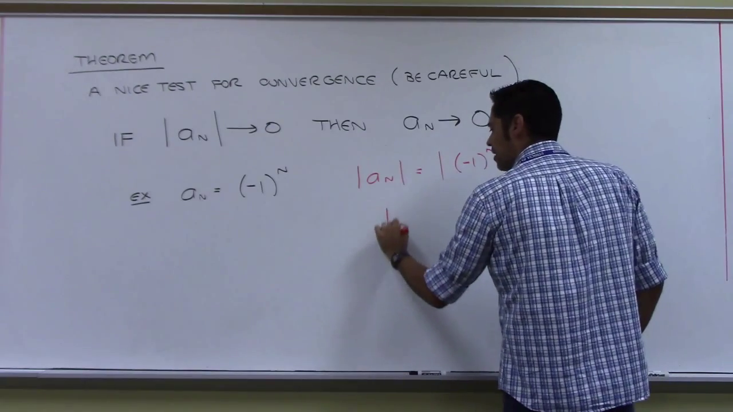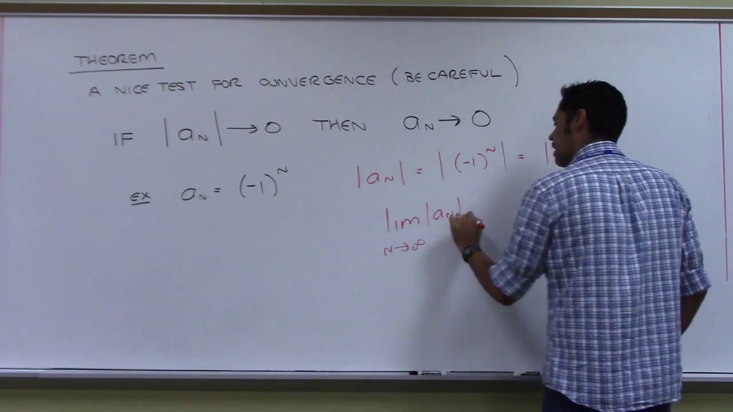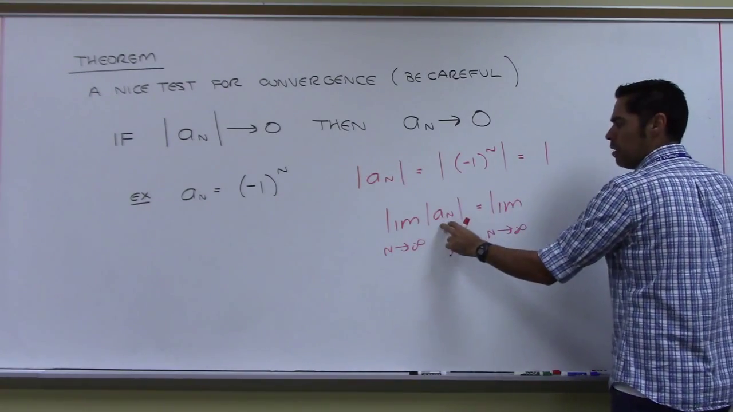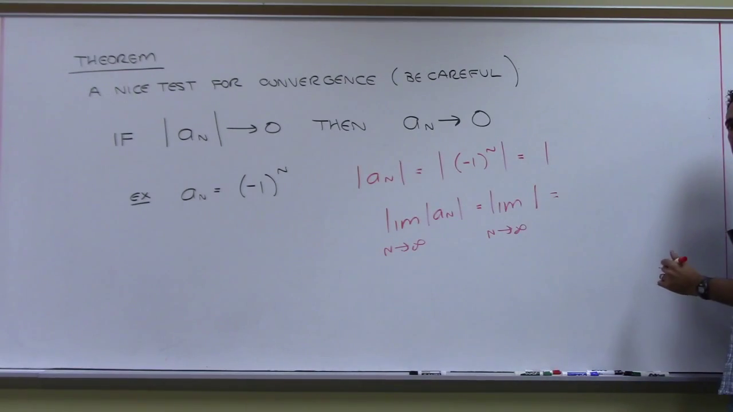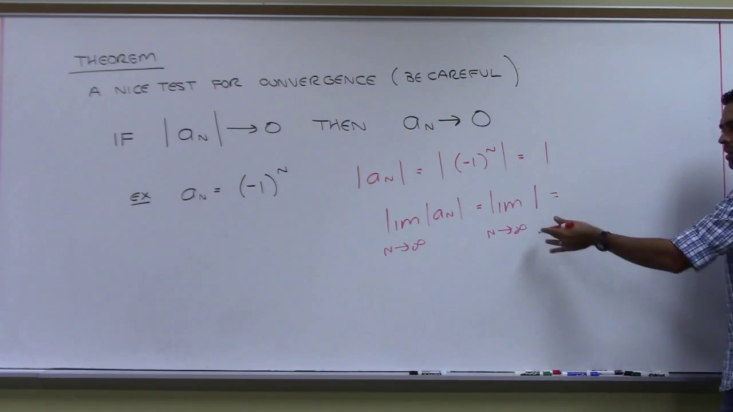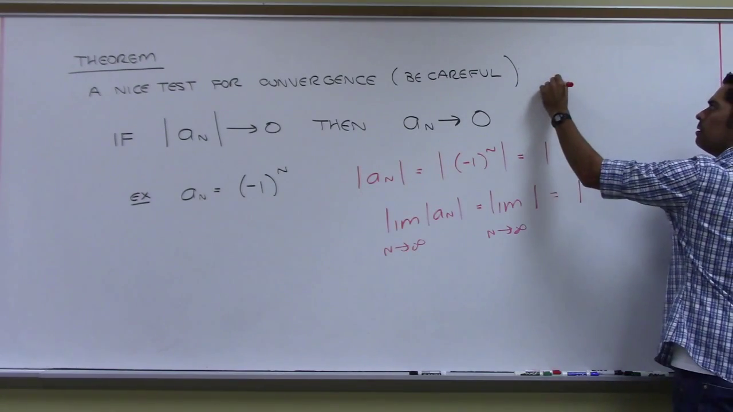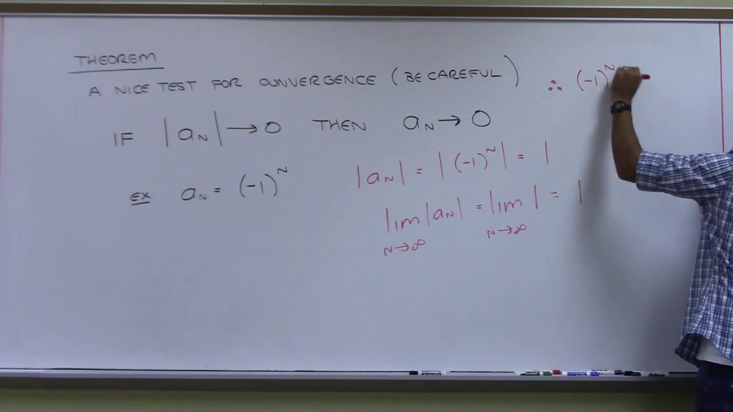So what I can say from this is that the limit as n goes to infinity of the absolute value of a sub n equals the limit as n goes to infinity of, well, what was this? 1. And that n doesn't even have an issue, right? So the answer here is what? 1. Therefore, what? -1 to the n converges to 1?